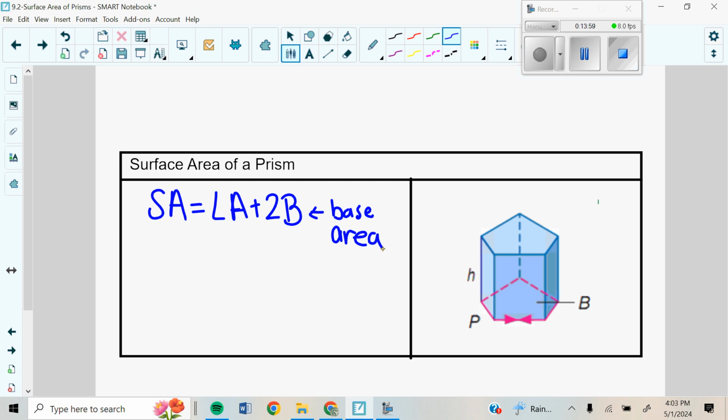Whew, that one. Okay, so we're just going to replace lateral area with perimeter times height, plus 2 base areas. It's nicer to think of it this way, but maybe when you're a junior as an MCA, you're probably going to see it in this form.